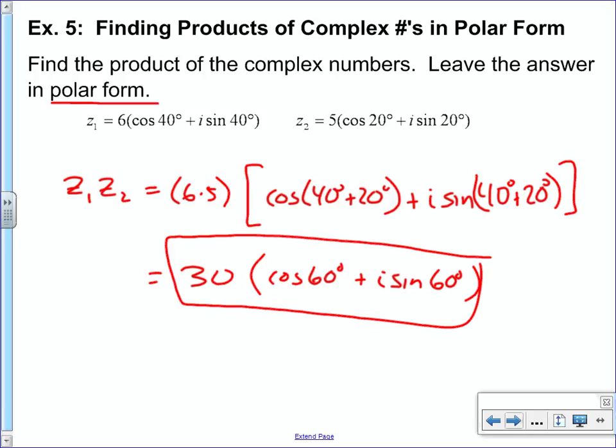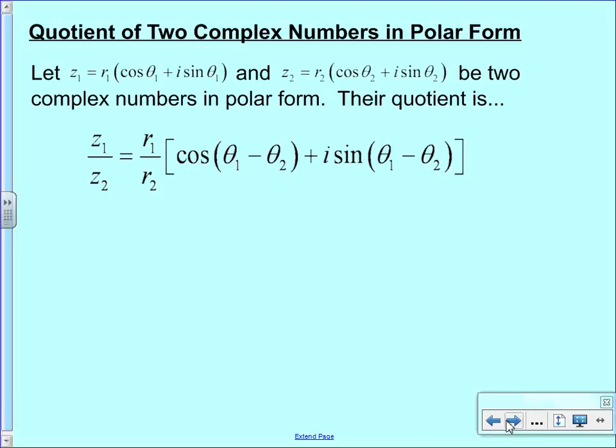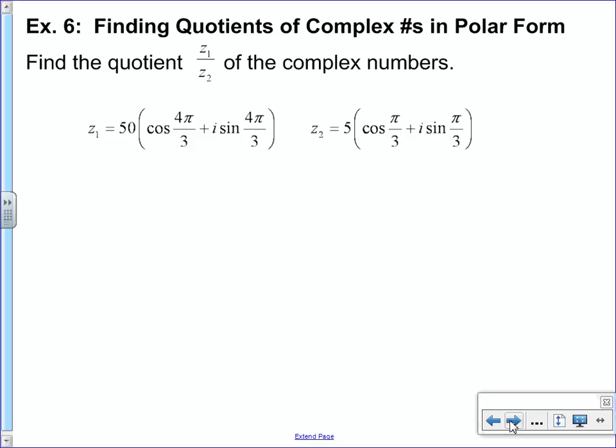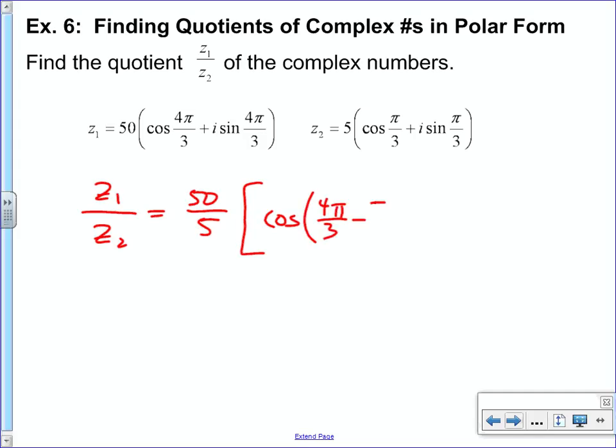So multiplication is multiply and add. Division is divide and subtract. So that formula, cosine i sine, is polar form. So for division, if you want to go Z1 divided by Z2, you divide the r's. So 50 divided by 5, cosine of 4 pi over 3 minus pi over 3 plus i sine of all of that.